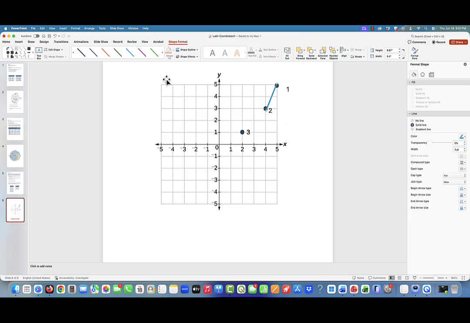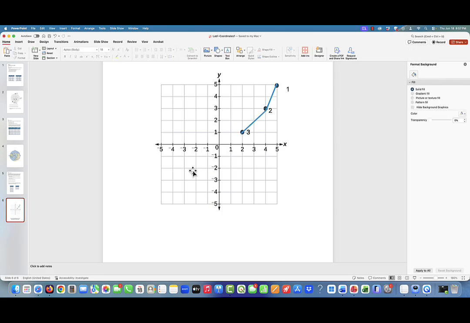And the second one goes from here to there. Make that the same blue. I can't remember how thick it was. That looks about the same. So you're going to connect up all those points like that.